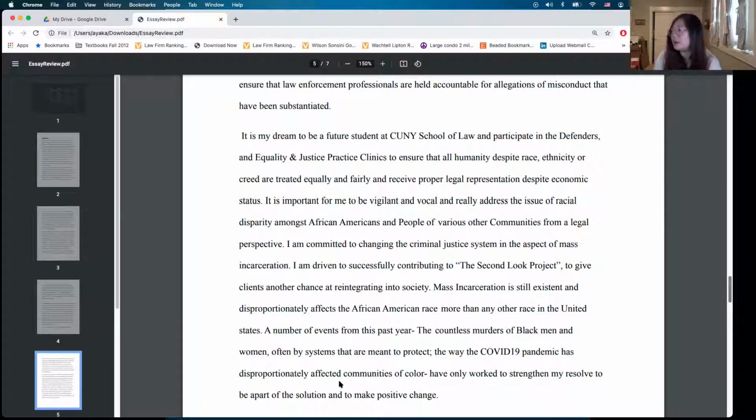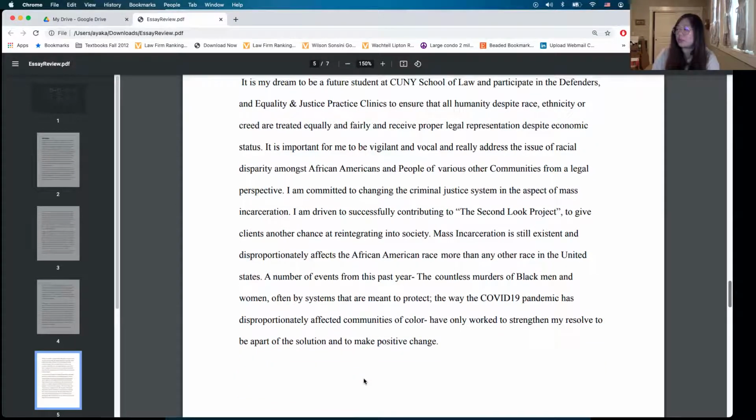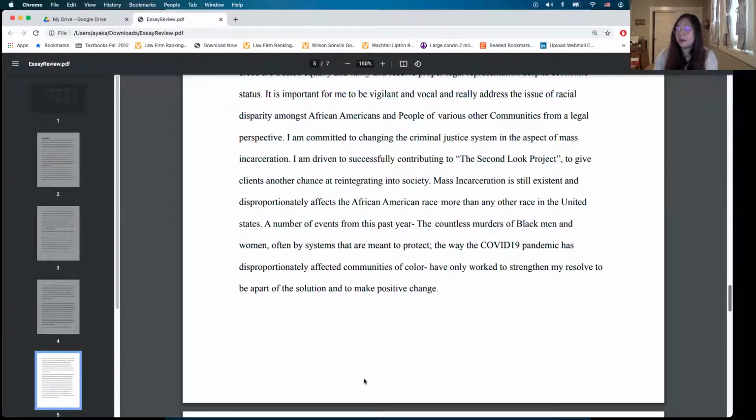Mass incarceration is still existent and disproportionately affects the African American race more than any other race in the United States. A number of events from this past year, the countless murder of Black men and women, often by systems that are meant to protect, the way that the COVID-19 pandemic has disproportionately affected communities of color, have only worked to strengthen my resolve to be a part of the solution and make positive change.